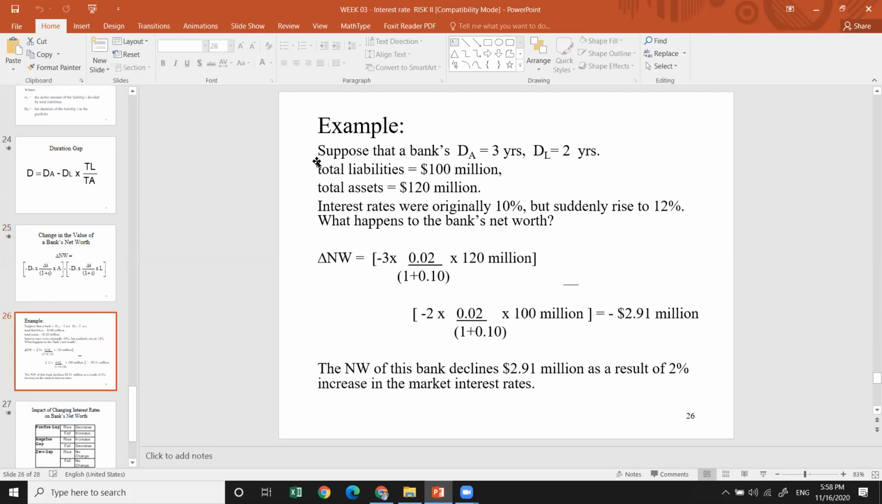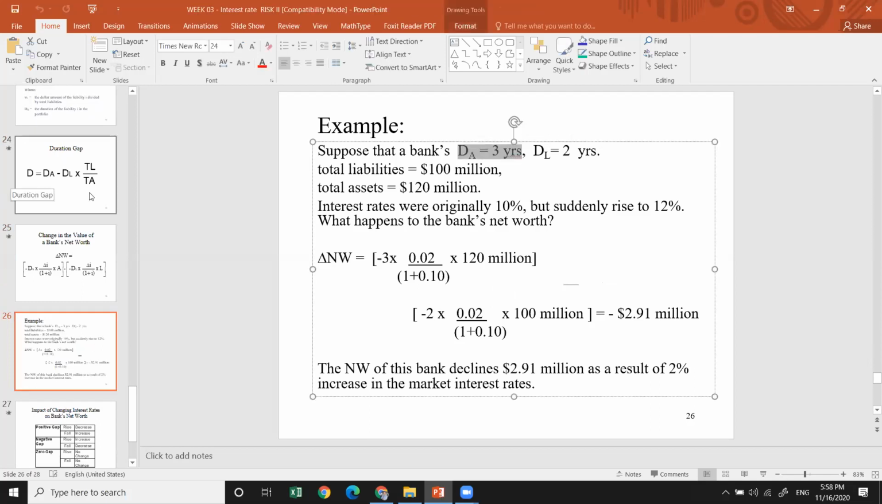The example is given here. Suppose the bank's duration of assets is 3 years and of liabilities is 2 years. If they are not given, you have to calculate them. How can you calculate? Using the dollar weighted duration of assets or of liabilities. You calculate the duration of each asset, then multiply by its weight. The total liability and total assets are given here, and the interest rate originally was 10%, then it increases to 12%. Then what will happen to the bank's net worth? You just substitute everything into this formula.